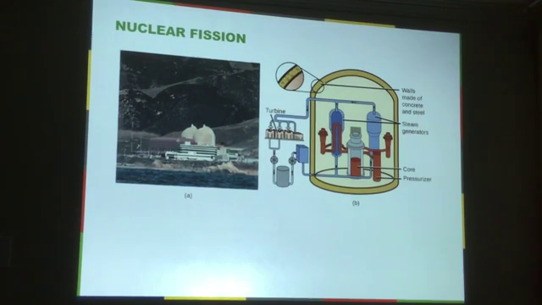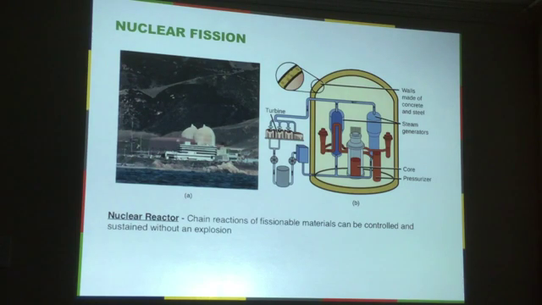Now, in addition to using the energy for the purposes of creating a weapon of mass destruction, you can also use the energy for the purposes of creating useful energy. And a device that's created for the purposes of making useful energy is called a nuclear reactor. A nuclear reactor has fissile material. This material is allowed to undergo a chain reaction, and this chain reaction is controlled, and the energy is used to heat water and produce steam, and the steam then drives turbines.